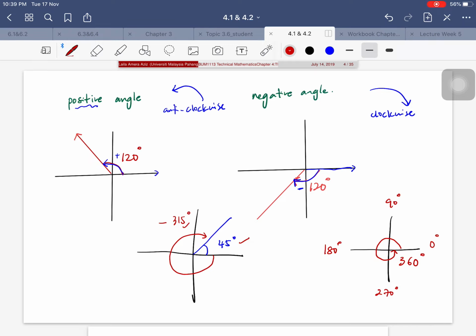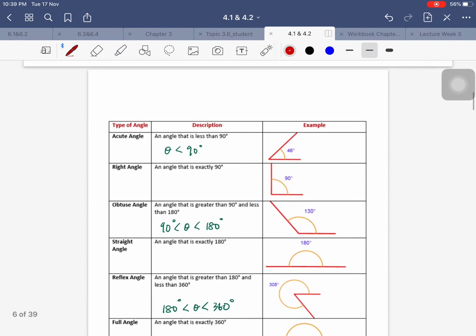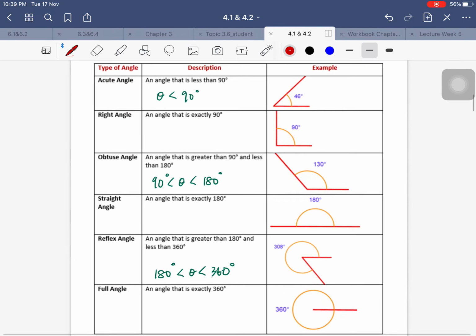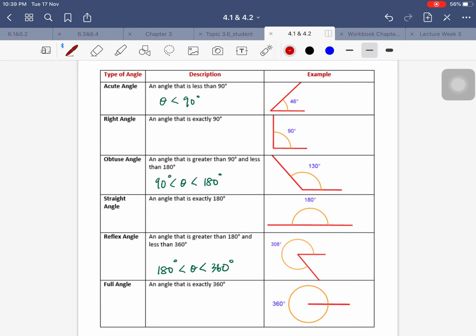Okay, angles have names, so there are different types of angles, and it differs according to the value of the angle. If you have an angle that is less than 90 degrees, meaning below 90, such as 45, 30, 60 and so on, it is known as an acute angle.